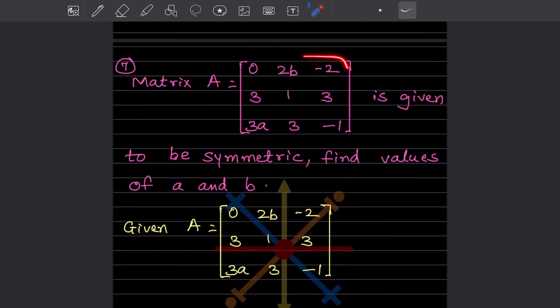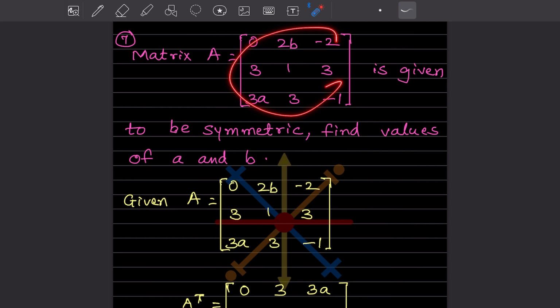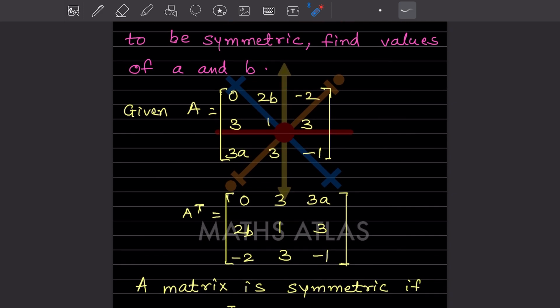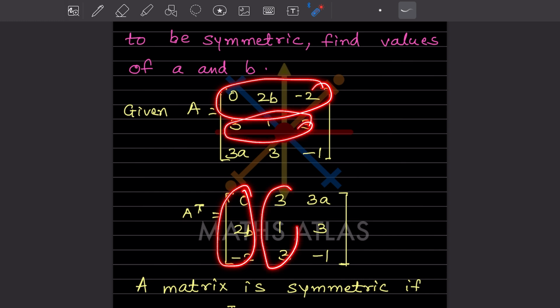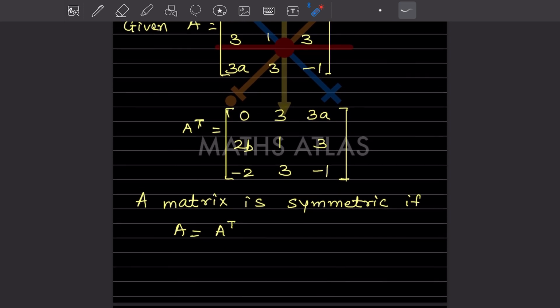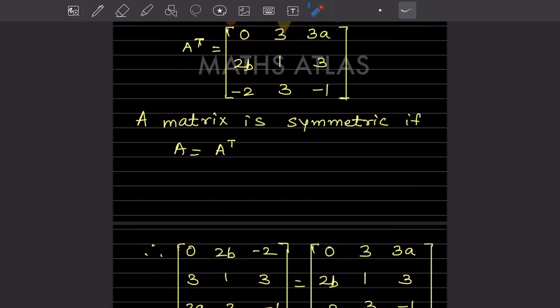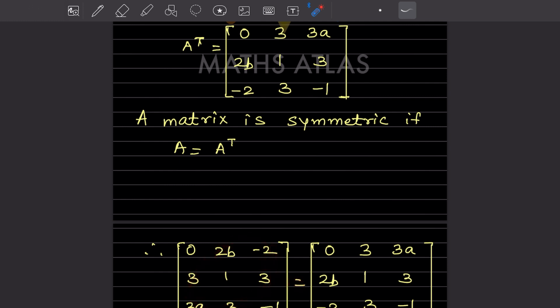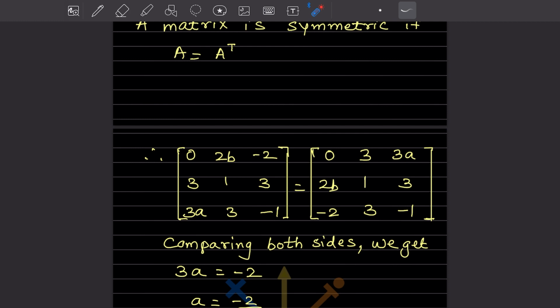Now here, this is the matrix given. And this is given to be symmetric and find values of a and b. So this A matrix is given. So let us take the A transpose of it. This will be like this here. This will be here. This is going to be here. So now A matrix is symmetric if, why? What is the rule? That A is A transpose. So now what are we going to write here? This A we will write over here is equal to A transpose, which you already got over here. So now we are going to compare this and this.